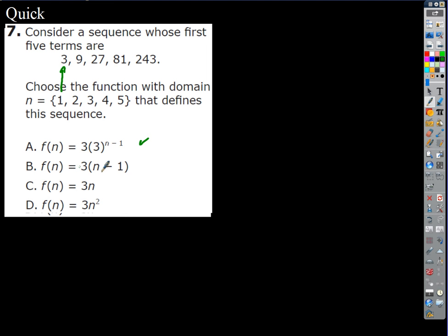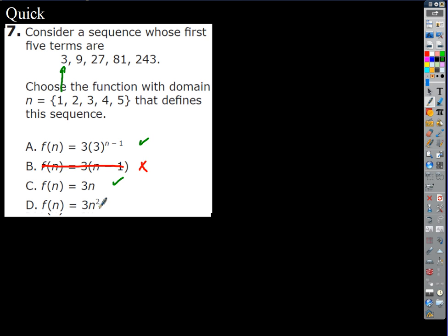What about this guy here? If I put in n equals 1, I get 3 times 0, that's 0, right? So that one does not work. Already we can take that one off the list, right? It failed. What about this one? If I put in a 1, I get back 3, so that one checks out, right? And then what about that one?